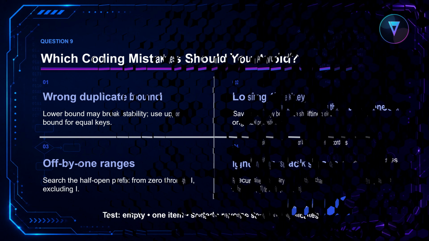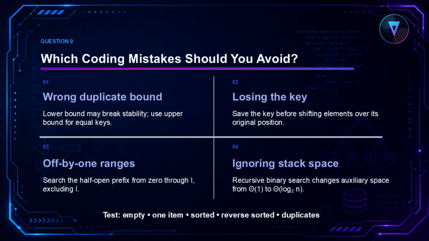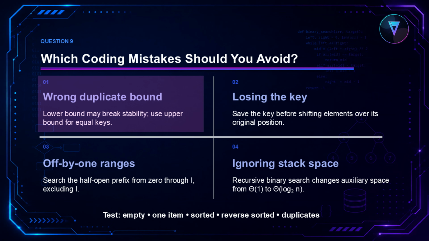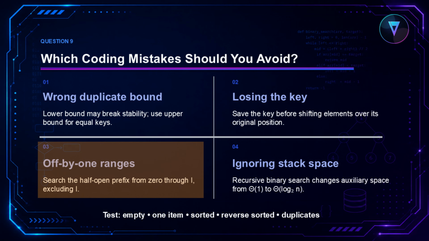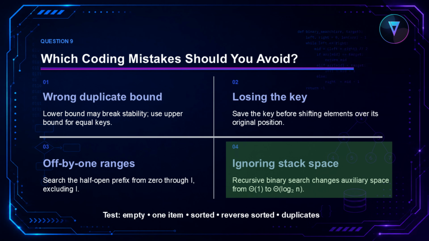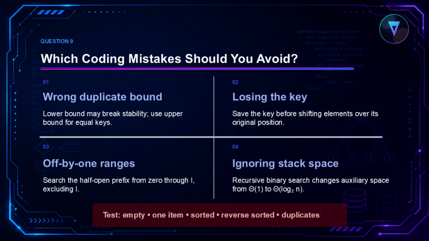What implementation mistakes do interviewers look for? The common mistakes are choosing the wrong bound for duplicates, forgetting to save the key, and mixing inclusive and exclusive search limits. Also state whether binary search is iterative or recursive, because recursion adds O of log of n stack space. I should test empty input, one element, sorted input, reverse order, and duplicates.